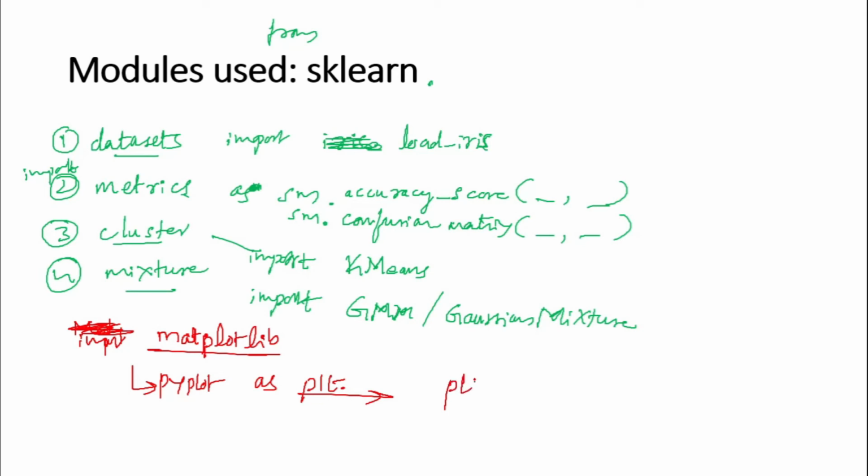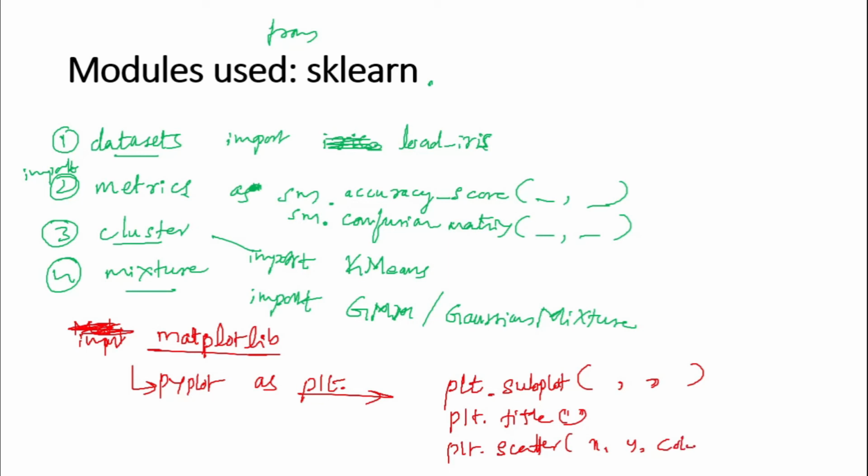As plt dot, the first thing we used is subplot, which takes 3 arguments. Then plt.title accepts a string, and plt.scatter or plot. Scatter has x, y, and color map, and the subplot takes 3 arguments.